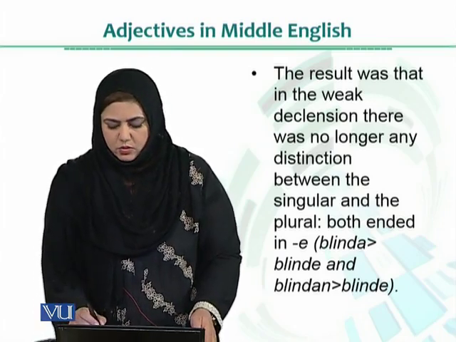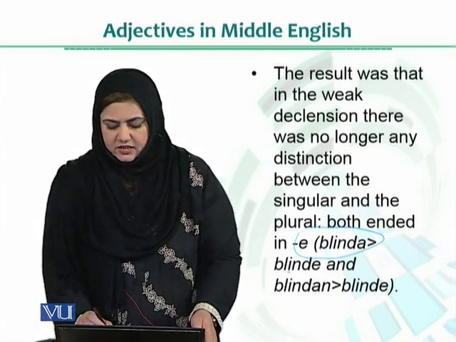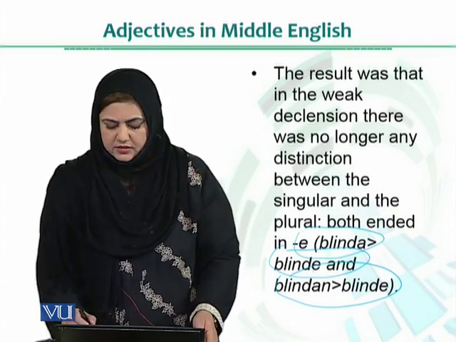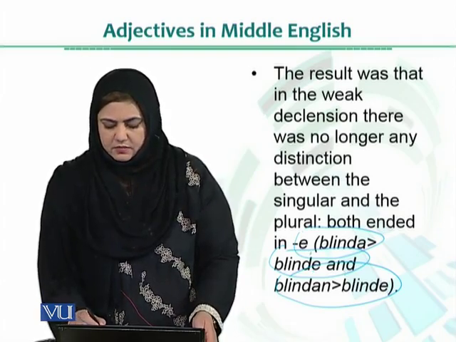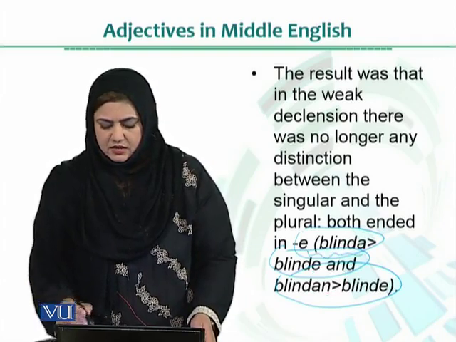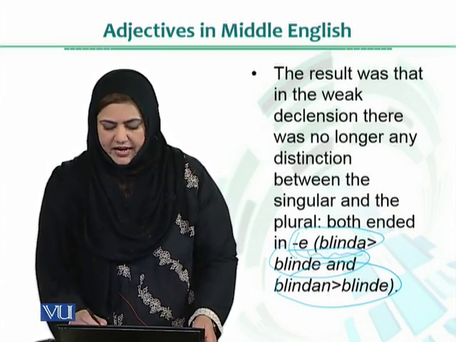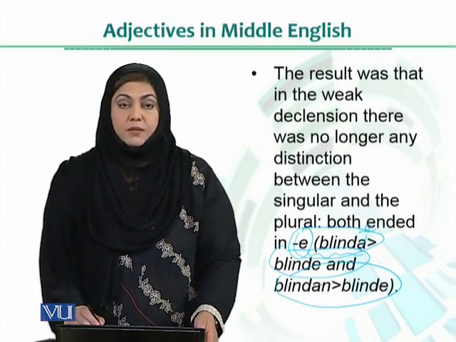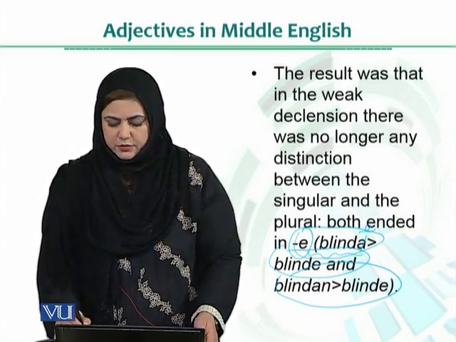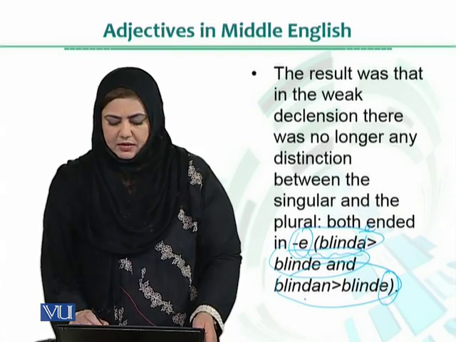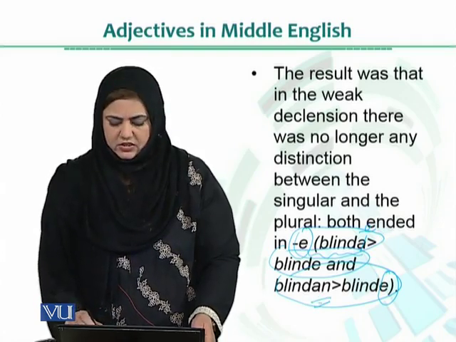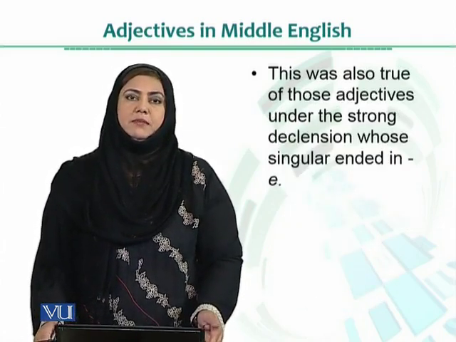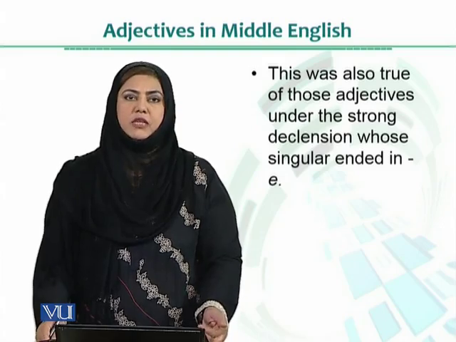I would like you to look at the bottom of the slide and notice what is given here. Both of these ended with this blind that was in Old English now would end up with this E here. And the plural adjective would also end up with the same, whereas compare it with the Old English, this one that I have underlined for you. So, it was a process of simplification, I would say, where the same formula was applied for the singular and for the plural.